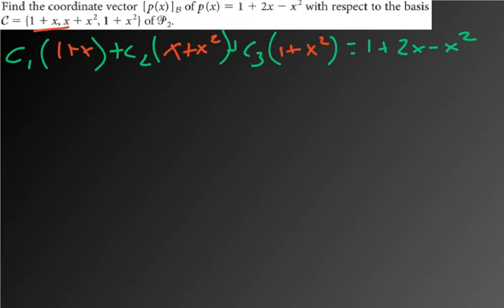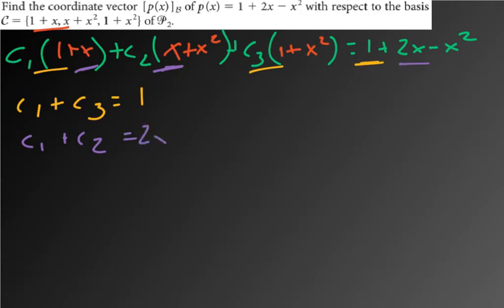And we've seen this kind of thing before. Basically what we've got to do is group like terms. If you look at the constants, you would get some out of here and here. So C1 plus C3 needs to equal this. Let's do x's. Here's an x, here's an x. C1 plus C2 needs to equal 2x, right?